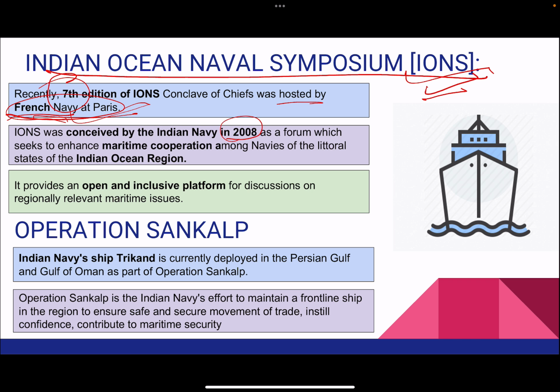So Indian Navy ने ही इसको conceptualize किया था, and that was way back in 2008. So it was conceptualized as a forum, मतलब ऐसा कोई forum जिसमें हम cooperation कर सके maritime basis पे. So all those countries who are surrounding this Indian Ocean region, all the littoral states of the Indian Ocean region, they came together. So it was the idea conceived by India that all such countries should come together, should form a forum kind of thing where there will be more of maritime cooperation.